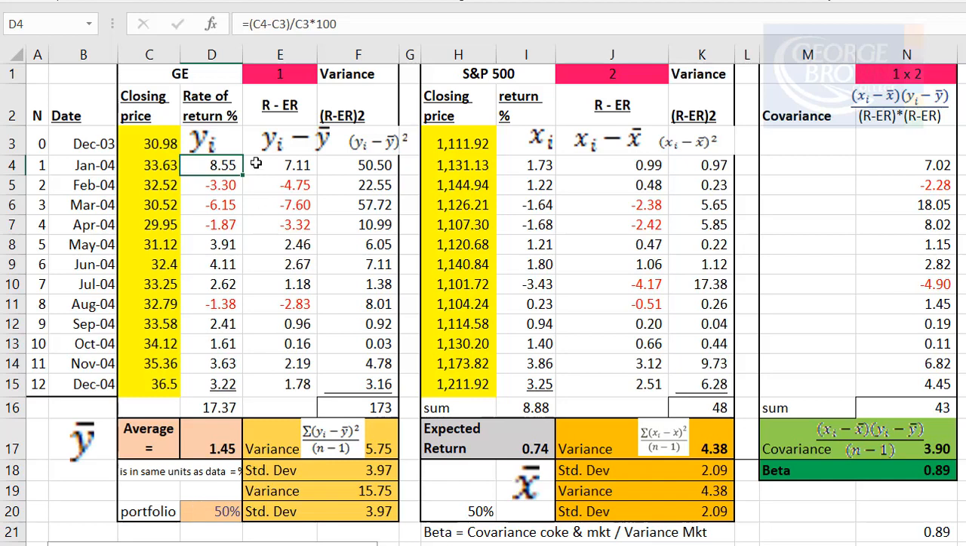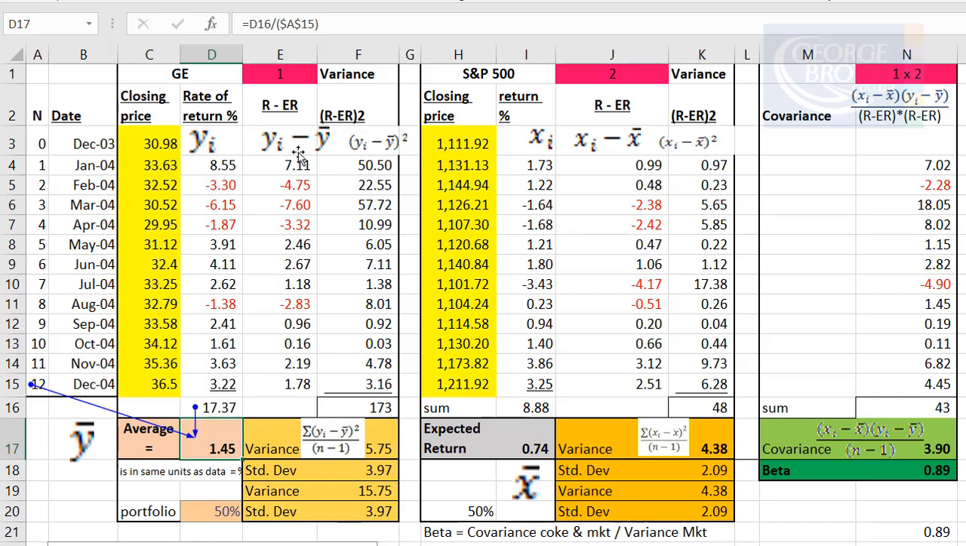So just very quickly, you can see I put this in Excel. The only hard-coded data is the prices that we need to observe and input. To calculate the return, it's simply, you can see from my formulas, ending minus beginning divided by beginning times 100. That's really easy. 33.63 minus 30.98 divided by 30.98 gives us our 8.55. So I do that for all the returns, and then I'm going to sum up the returns, and then I'm going to get the average, which is the sum of the returns divided by the number of returns.